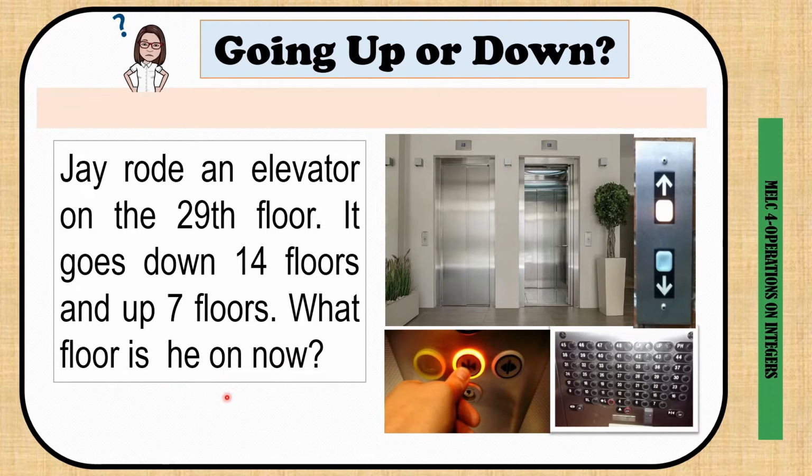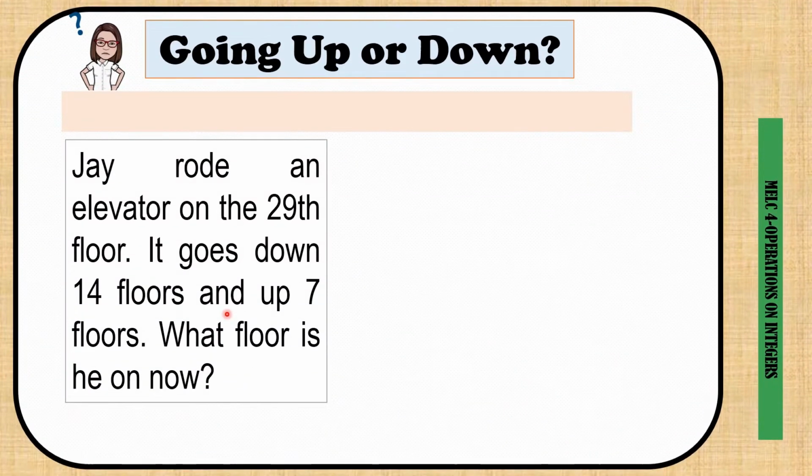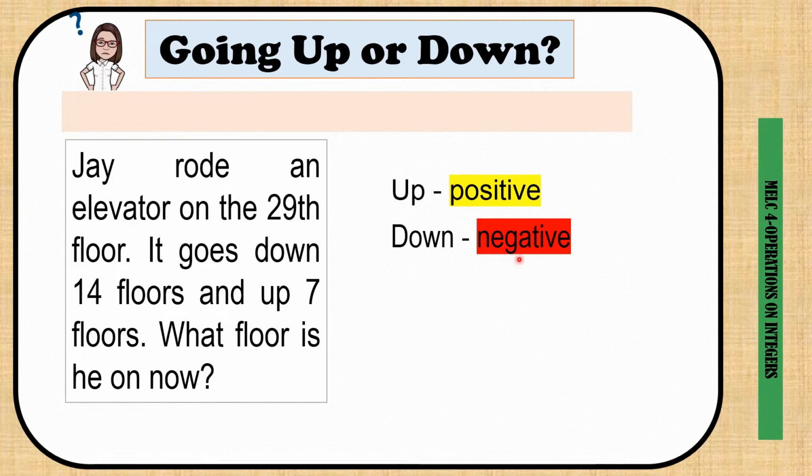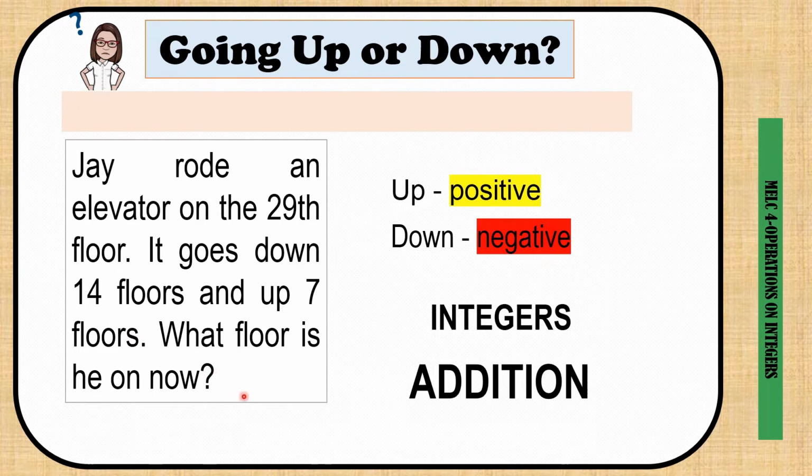So, in this given problem, we are asked to know which floor J is on now, knowing that the elevator goes down and up. Representing it as integers, up is positive and down is negative. If you can still remember in our video for session number 4, integers represent up or down in the given illustration. Now, we are talking about integers, and in this problem, you will learn how to use addition. Okay, let's start with the discussion.